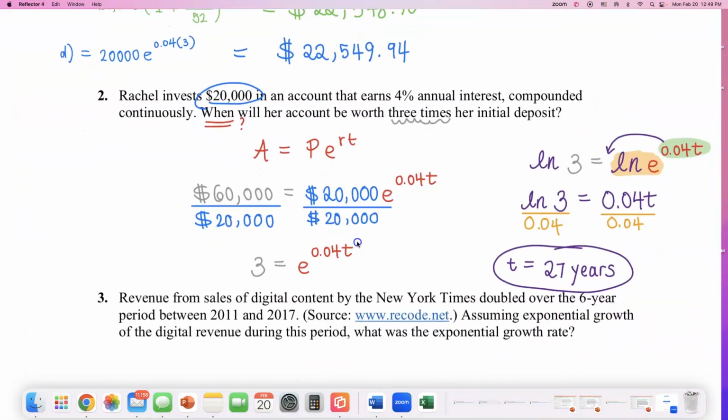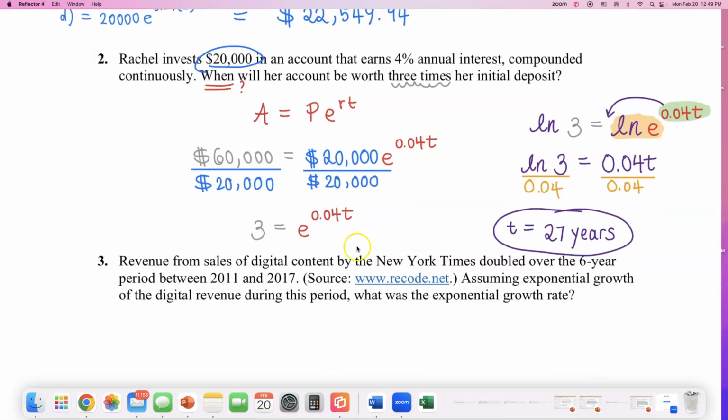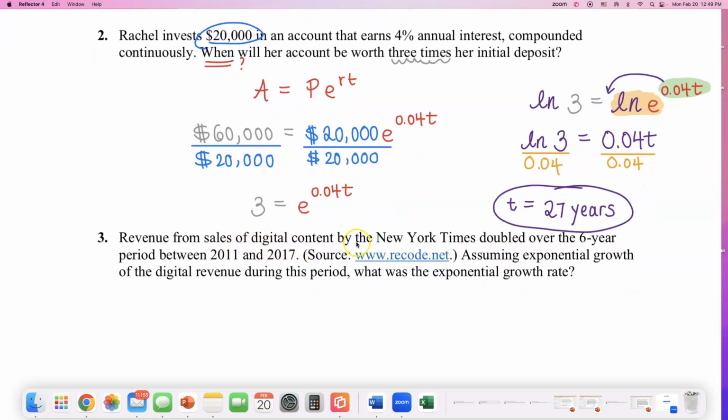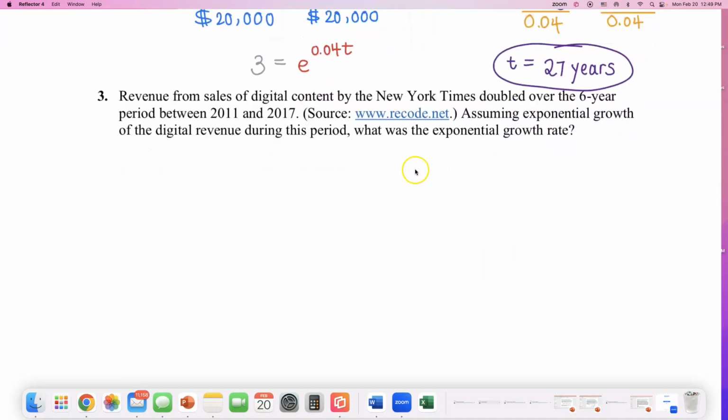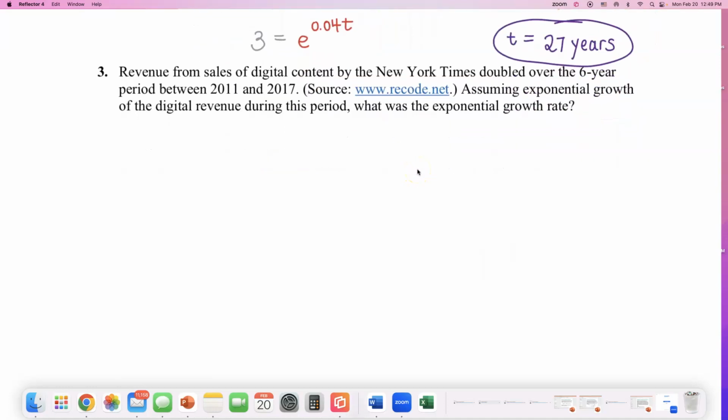All right, let's do the last one on this practice page. Revenue from sales of digital content by the New York Times doubled over the 6-year period between 2011 and 2017. Sources listed here. Assuming exponential growth of the digital revenue during this period, what was the exponential growth rate? So it doubled. We don't know what it started from, but it doubled.